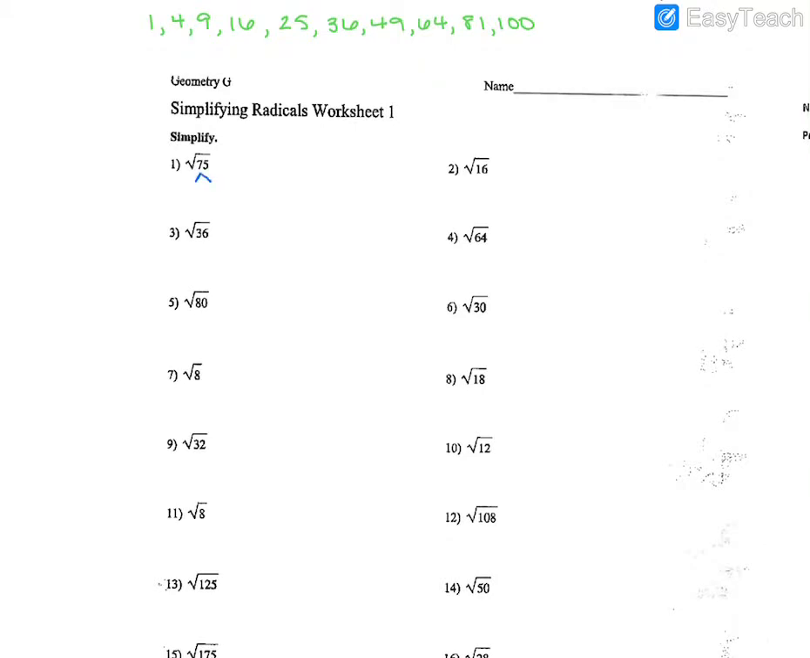So, for example, I want to find the largest perfect square that goes into 75. I'm going to write it as the square root of 25 times the square root of 3. Because if I have the square root of 25 times the square root of 3, I can take the square root of 25. My answer is 5 times the square root of 3. Now, you don't have to write that multiplication sign in there, so it's just 5 square roots of 3 as your final answer. Now, the square root of 16, the largest perfect square that goes into 16 is 16. So this answer is just 4.